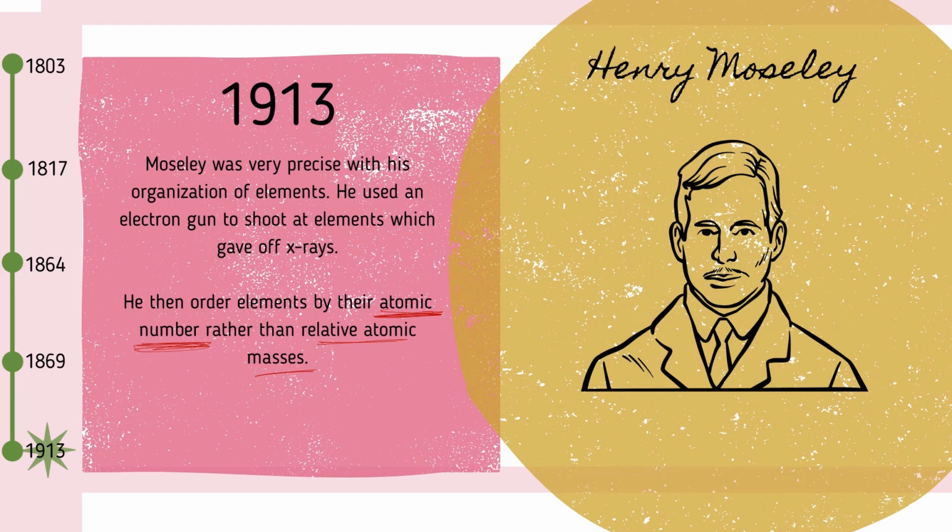Now, while preparing, just make a list of all the scientists and how they arranged their elements by atomic weights, then atomic weights with similar properties, and then by atomic number.